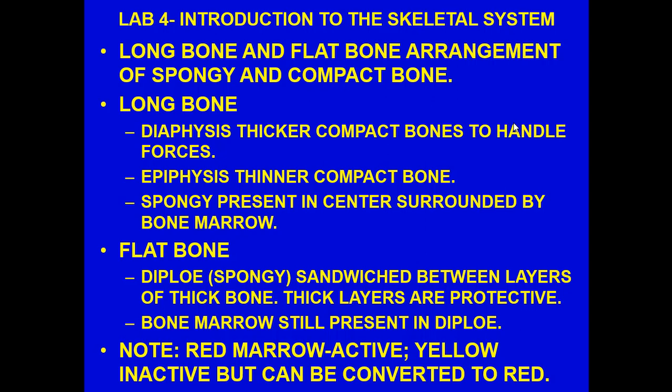The epiphyses, these are thinner with the compact bone. You have spongy bone present in the center, and it's surrounded by bone marrow. Flat bone, this is the diploe, the spongy type, sandwiched between layers of thick bone. The thick layers are very protective. The bone marrow is still present in diploe.